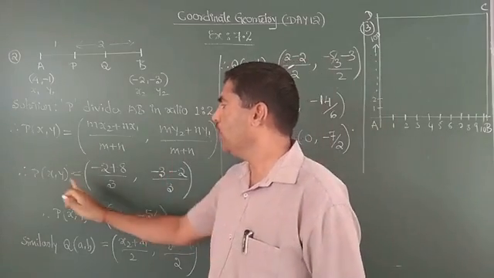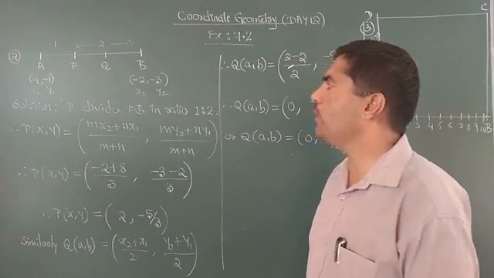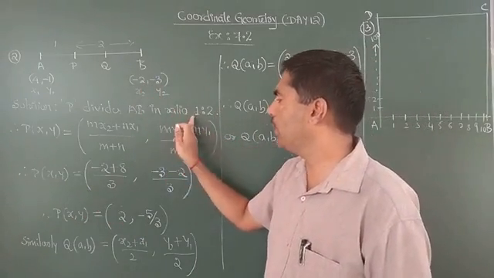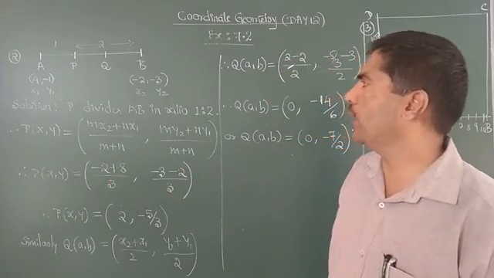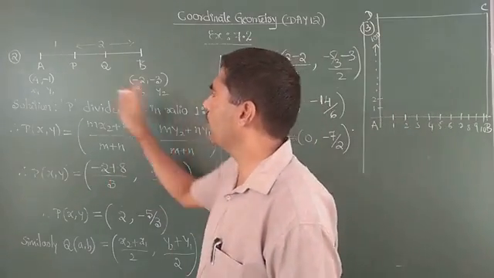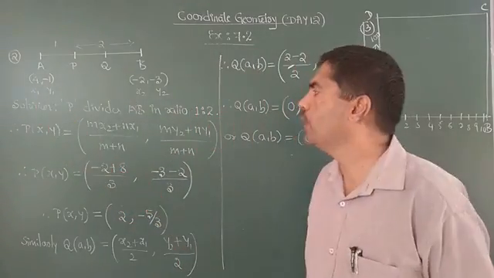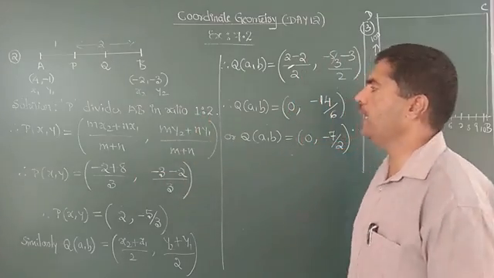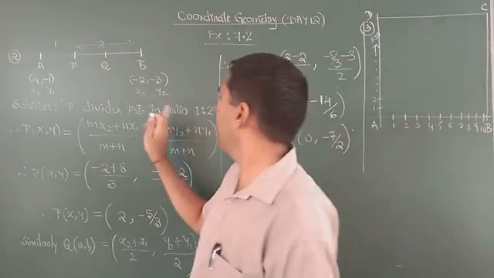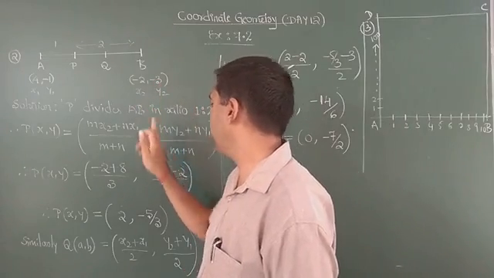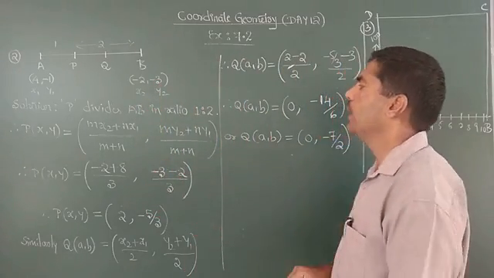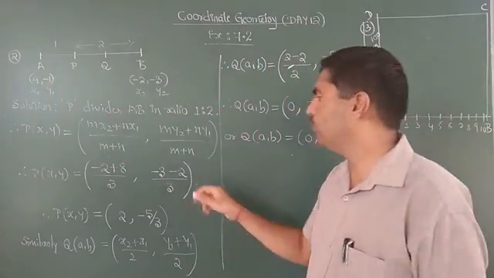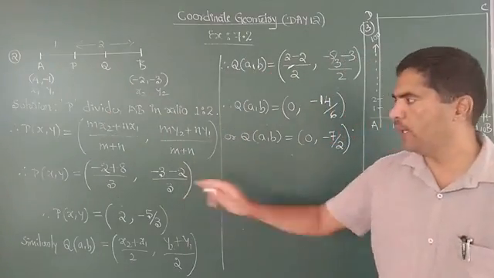Quickly I'll go through it now. P(x, y) equals m into x2, m is 1, 1 into x2 is -2, plus n x1, n is 2, x1 is 4, so 2 into 4 is 8, divided by m plus n, which is 3, 1 plus 2 is 3. Similarly, m y2, m is 1, y2 is -3, 1 into -3 is -3. And n y1, n is 2 and y1 is -1, 2 into -1 is -2. m plus n is 3.